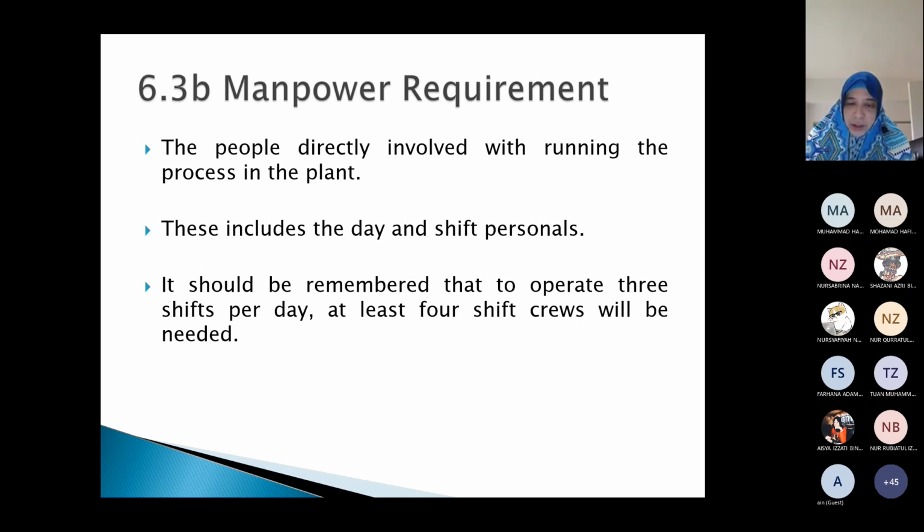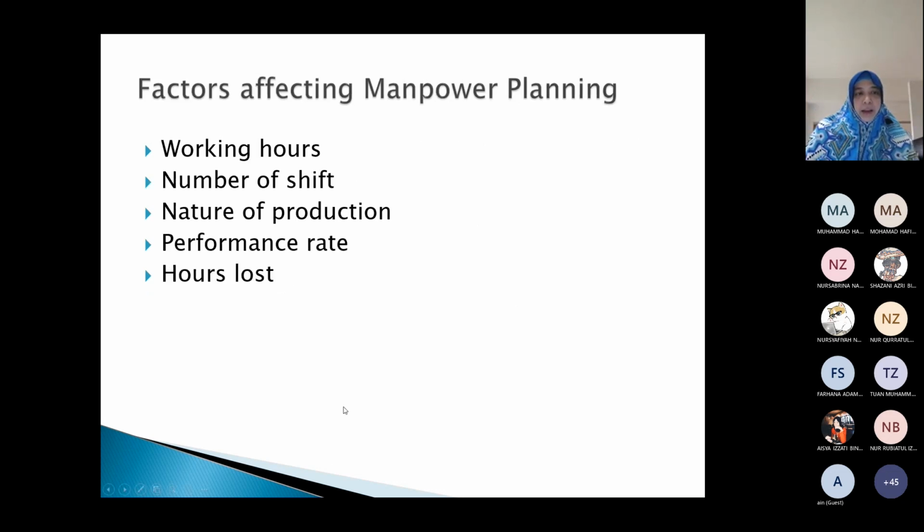You have to make sure that the person who is going to hold the responsibility after your shift understands what's going on, because that will be the moment where you make sure that the plant is safe. So these are the factors affecting manpower planning. Look at the working hours, whether your plant works 24 hours or 8 hours. I think the majority of plants work 24 hours.